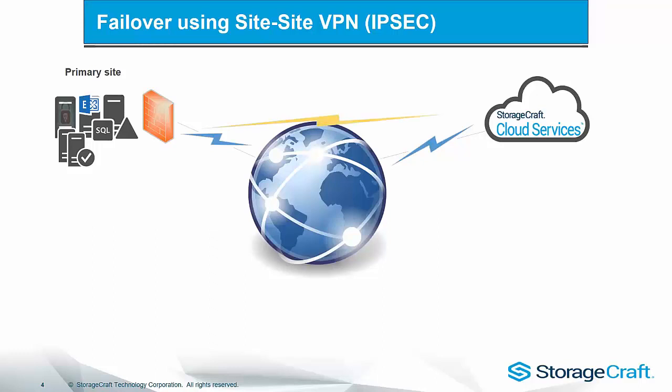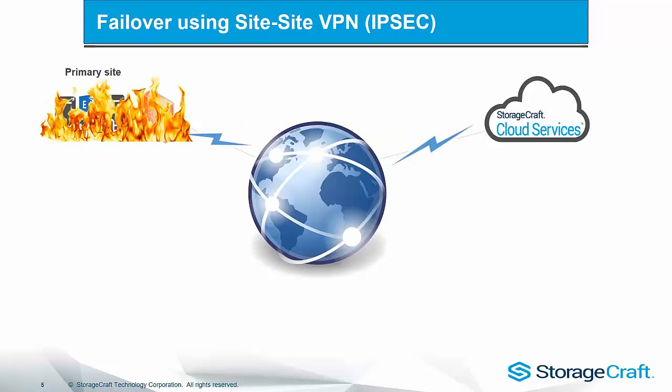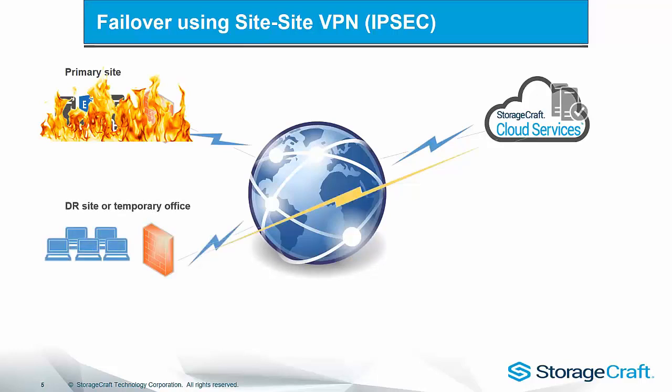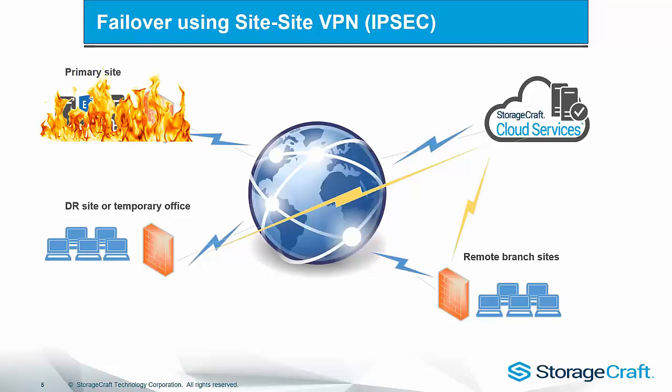However, you could also consider a site-to-site VPN leveraging IPsec to the StorageCraft Cloud. If you had a site-wide disaster, such as a fire, flood, or natural disaster, you could relocate staff to a DRaaS site or a temporary office and set up users behind the firewall for site-to-site connectivity. Any remote branch sites could also be configured to automatically establish a site-to-site VPN.